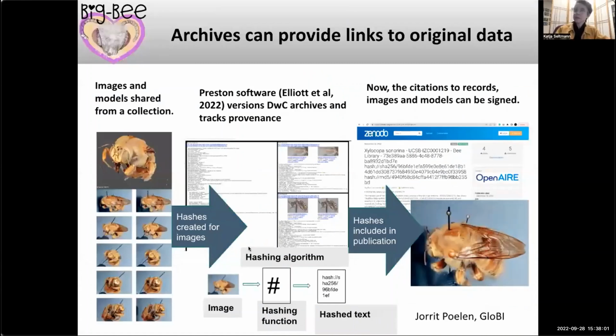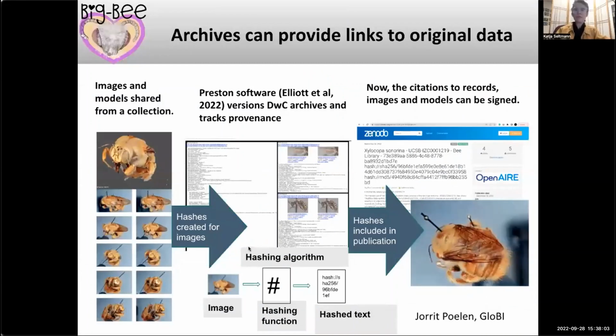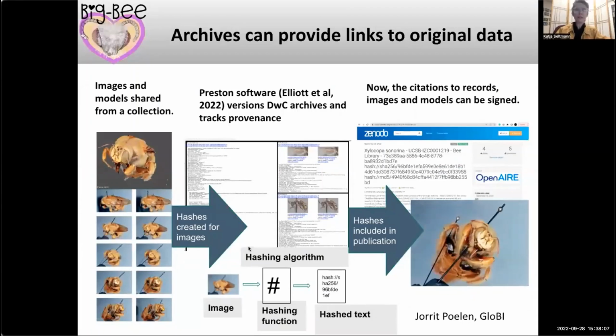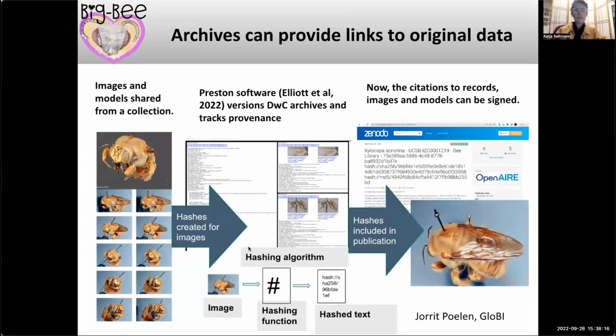But we could do a little bit better, potentially. Big B is also working towards uniquely identifying data sets and their content using hashing. A hash is a unique string of numbers and letters that represents some digital object. In this case, we are using hashes to represent images.